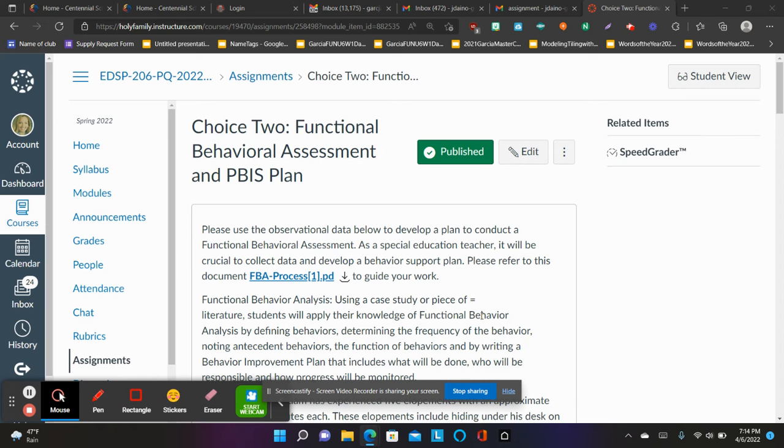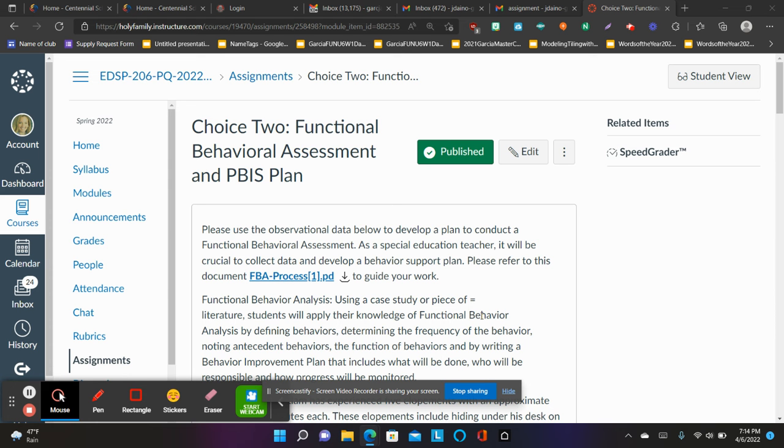Hello, everyone. So this is your second choice for your choice project. This is again 40 points towards your final grade. And what I have here is something that you will be contended with as a special education teacher. And very much these principles can be applicable to any educator for your functional behavioral assessment.